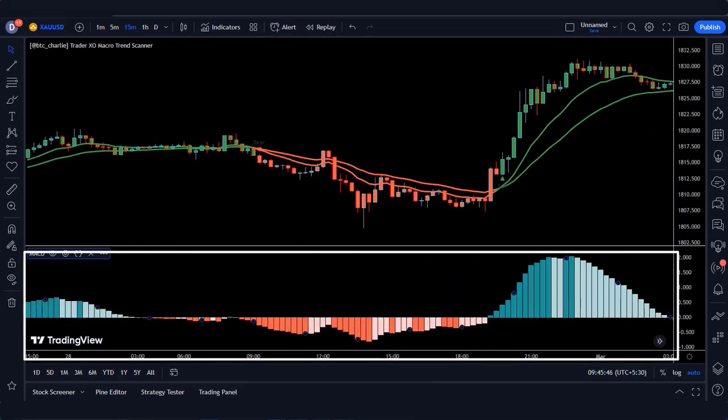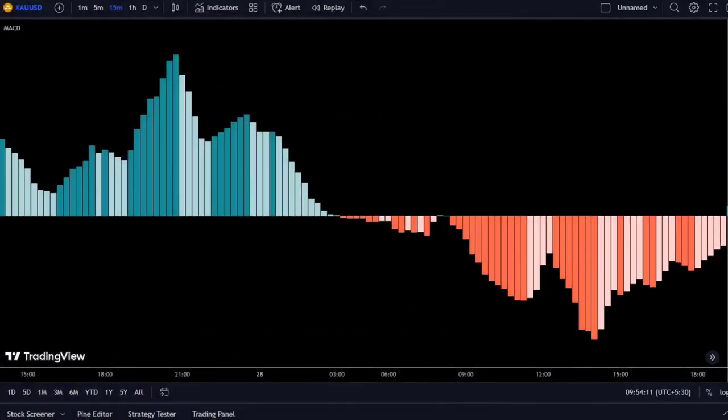Let me explain how we will be using the MACD in our strategy. The way we use it is that whenever the MACD's histogram is above the 0 line, it means that we're currently at an uptrend movement and we're allowed to enter only buy trades. And if the histogram is under the zero line, it tells us that we are at a downtrend movement and we should enter only short or sell trades.